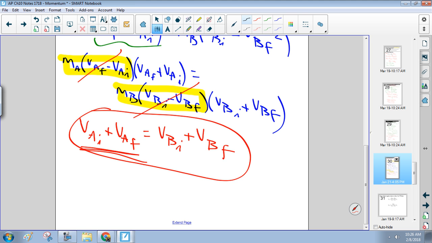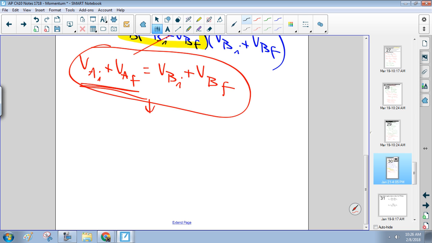If you would prefer to remember it this way, you can also do this. If you rearrange this, if you now flip stuff around to get all your initials on one side and finals on the other, you end up getting... Why am I dumb? It's the change in velocities are equal and opposite, I think, right? So VA final... Oh, no, it's not even the changes in velocity. So never mind. The differences between the two objects' velocities are what's constant.